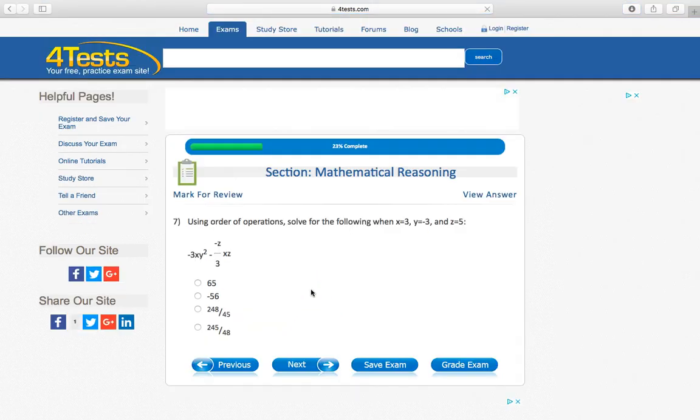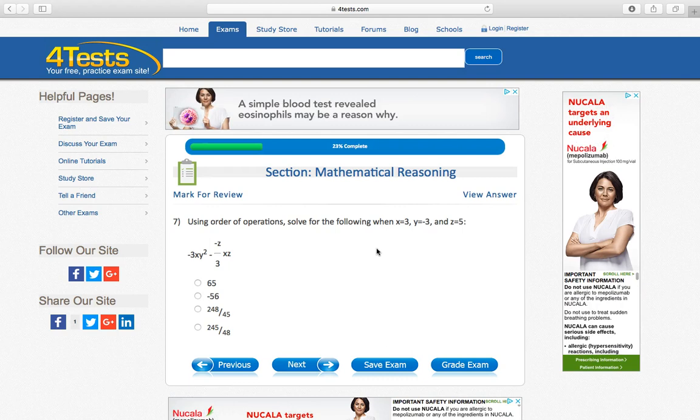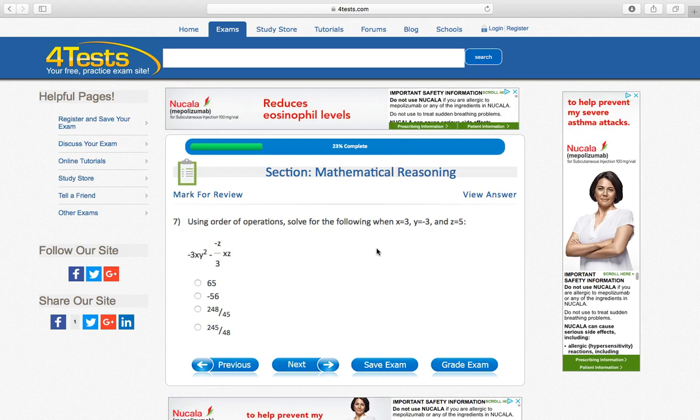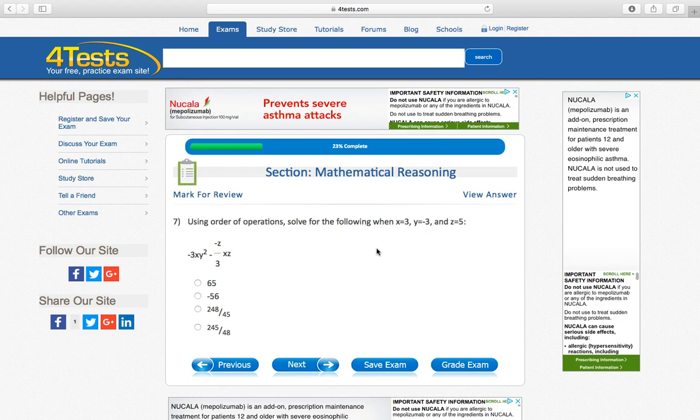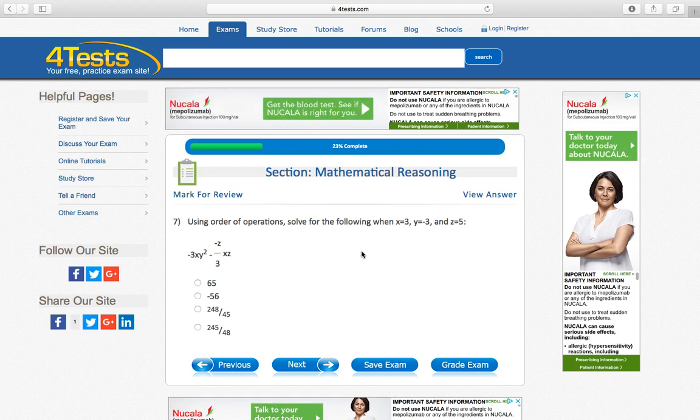Order of operations again. This time you have to plug in. Okay, so we have -3 times x is 3 times y -3. So -3 times 3 times -3 squared minus -5 over 3 times 3 times 5. Okay, a bunch of numbers to do. So remember PEMDAS, right? The first thing is any math to do inside parentheses, we do that. We don't have that in this one. There's nothing to do. So we move on to the exponents.